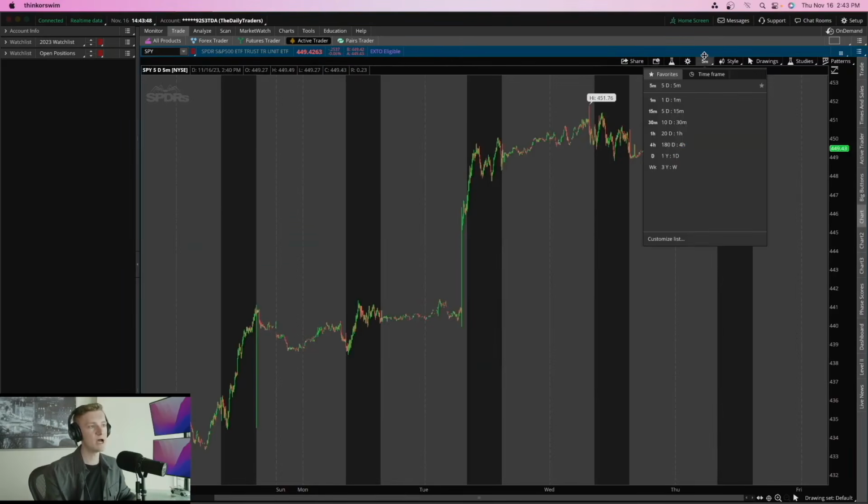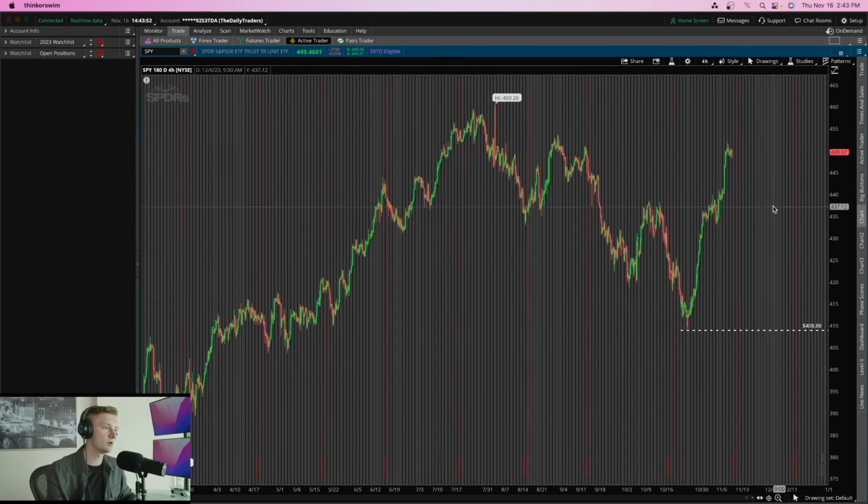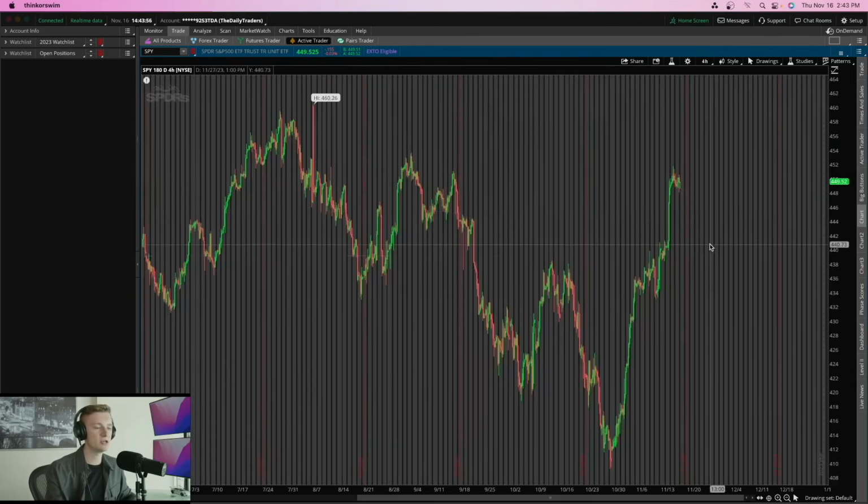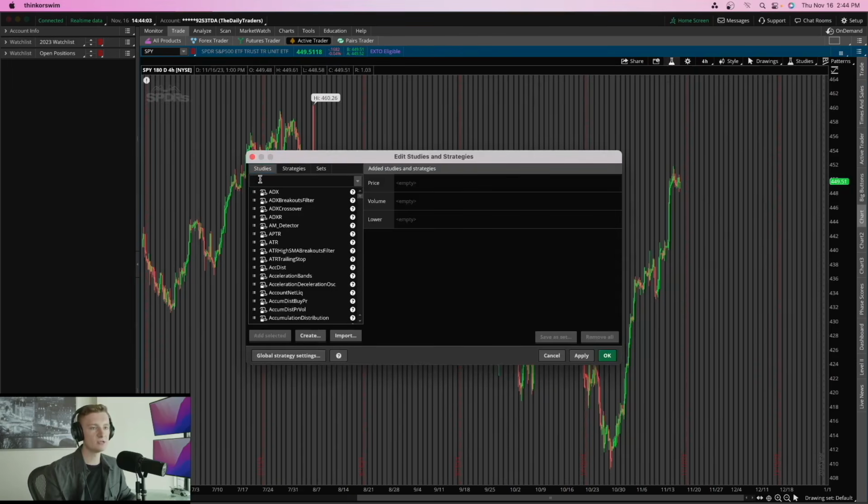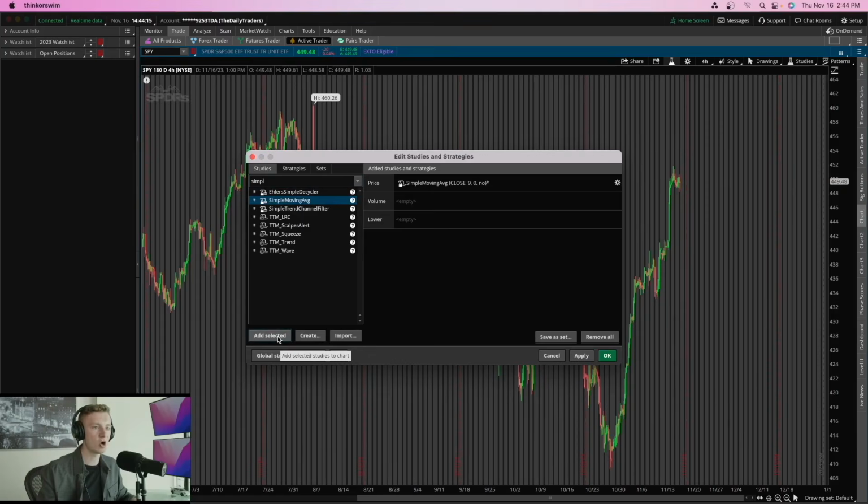Now, when it comes to time frames, I'm going to be doing all my work on the 4-hour time frame. So we'll go over to the 4-hour there. Now, this is what your screen should look like at this point. What you want to then go do is click on this little edit studies, and I want you to go to studies and type in simple. You're going to want to click on the simple moving average and click on add selected, and then click on add selected again. So we want 2 simple moving averages.